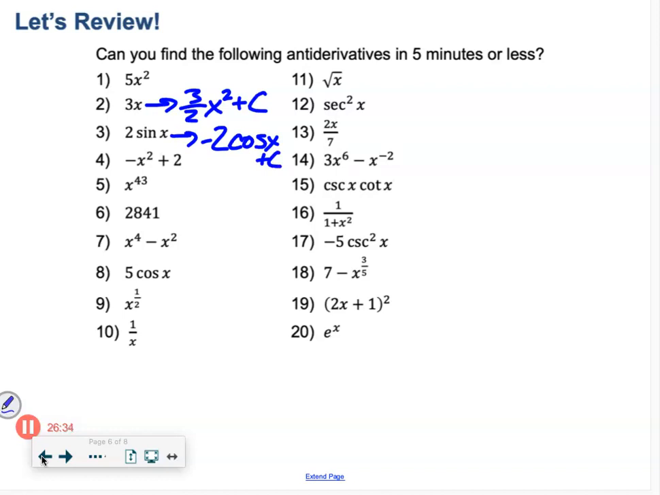We don't need 4. Next one is 5. So x to the 43rd, raise the power by 1, divide by the power. So this goes to 1/44 x to the 44th plus c. Stop me if there are questions.